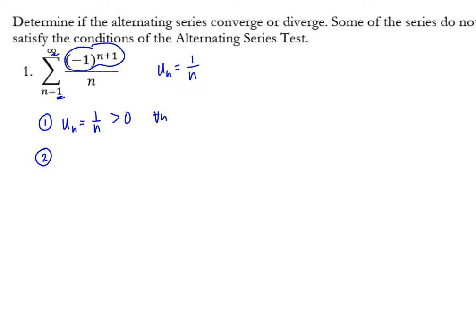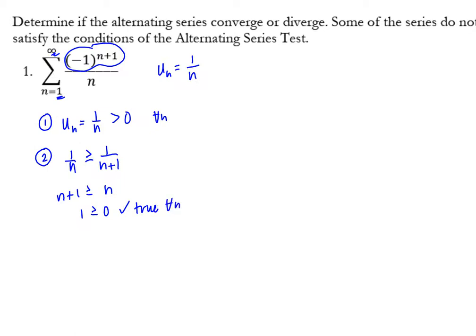Second thing we need to require is that it's non-increasing. That means 1 over n needs to be greater than or equal to the next term, 1 over n plus 1. So this means that n plus 1 needs to be greater than or equal to n. Therefore, 1 needs to be greater than or equal to 0 for this to be non-increasing. This thing is true. That's true all the time.